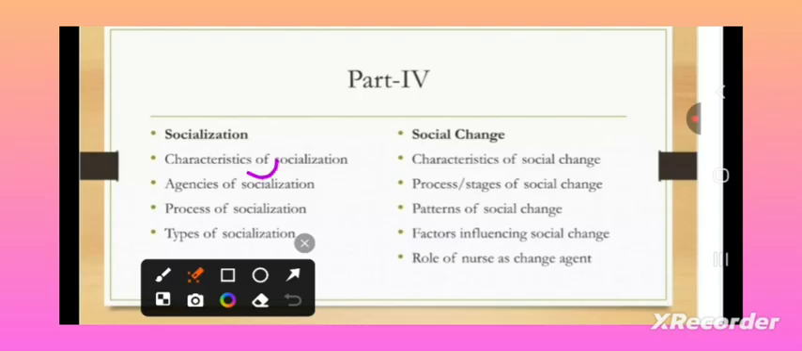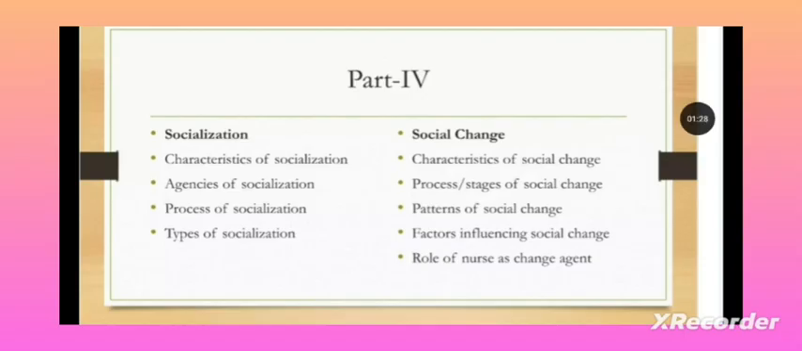Next characteristic, it's a learned behavior. It is a process of learning to act, think, and feel according to the standards of the society or group. Cultural transmission: it passes culture, values, and traditions from one generation to the next. Development of self and personality: it is crucial for the development of an individual's self concept and overall personality. Universal: it occurs in all societies though the content and methods vary. So, the characteristics of socialization are: a continuous process, learned behavior, cultural transmission, development of self and personality, universal.